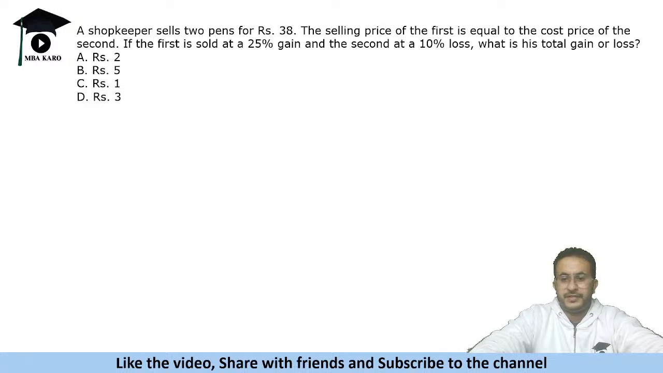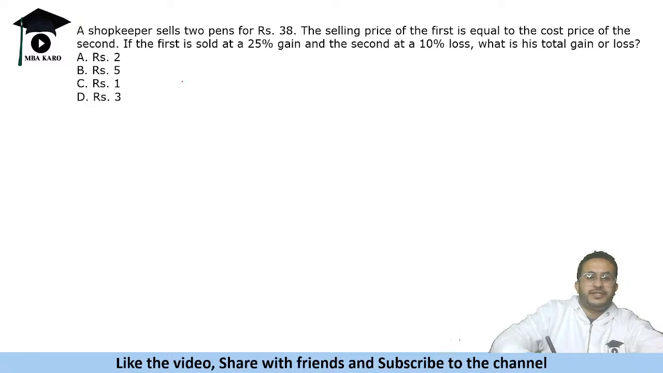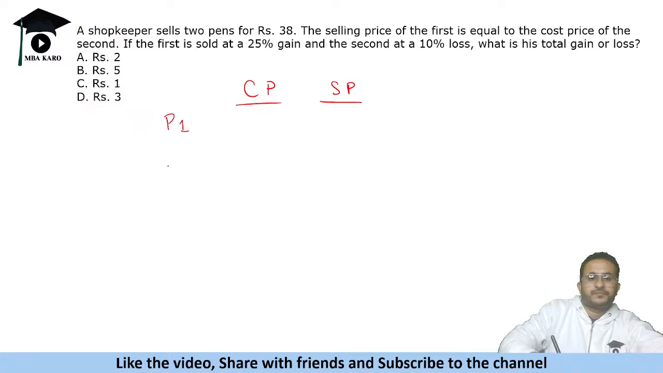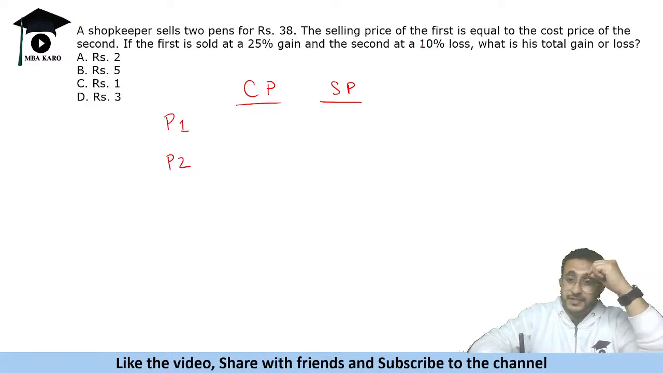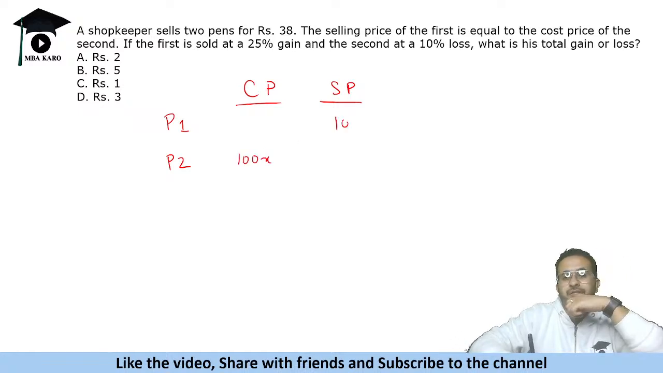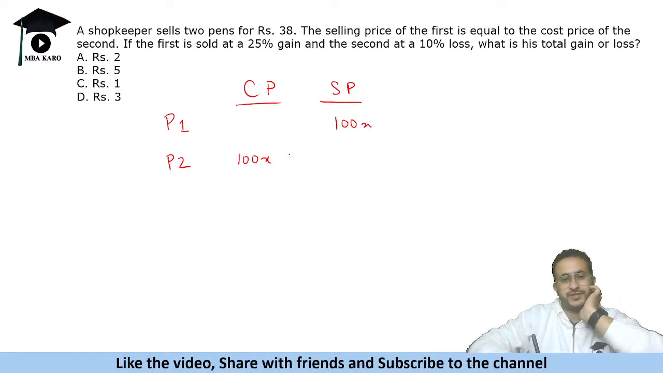So you need to find his profit or loss. So let us say cost price and selling price. The selling price of the first is equal to the cost price of the second. ठीक है तो इसका cost price और इसका selling price same है. Selling price of first is equal to cost price of second. ये same है.